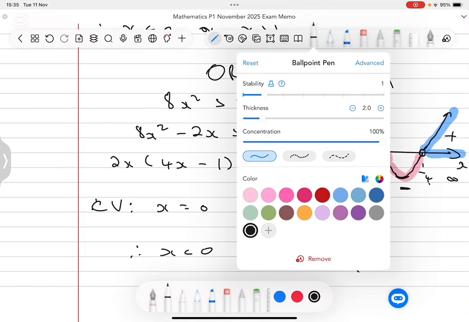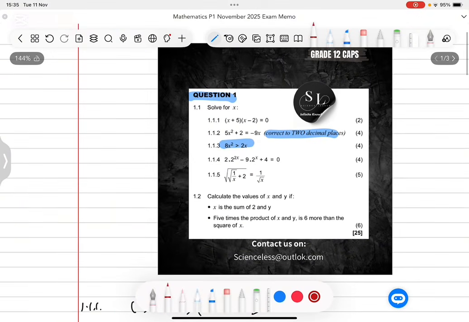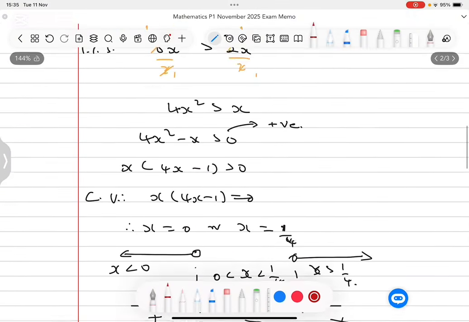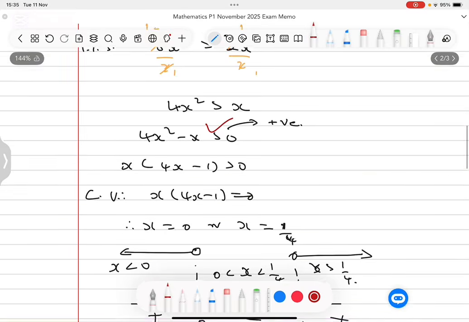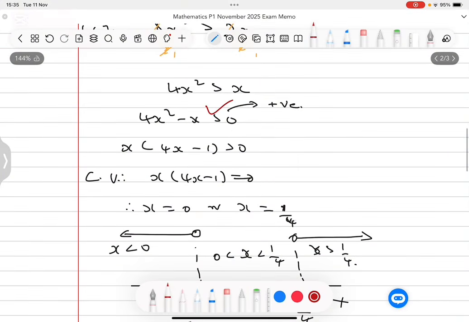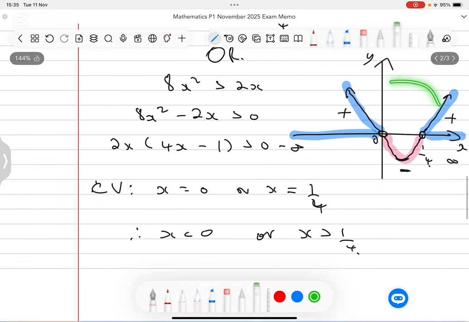And this question is marked out of 4 marks as well. So I think your first mark will be for writing the standard form, because if you look at this, it is a standard form. And you'll get 2 marks for writing the final answer. And I think the other mark will be for doing the critical values and also constructing either the number line or doing the graph, because the methods are the same.